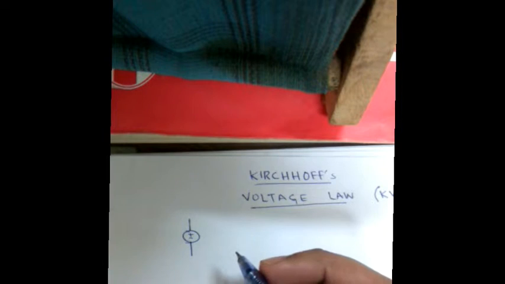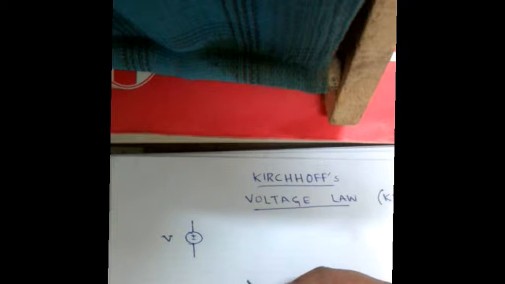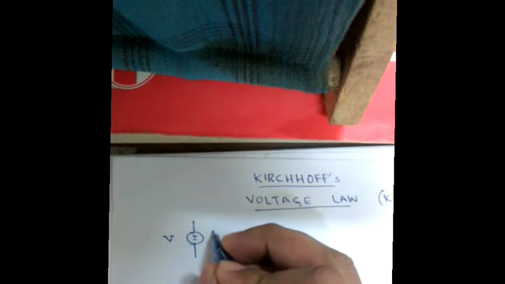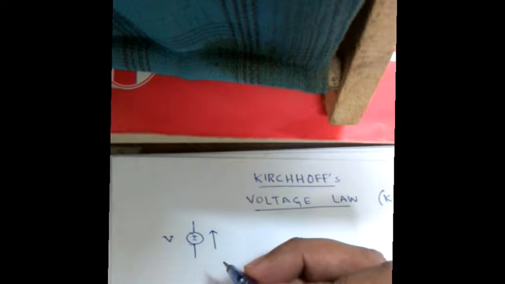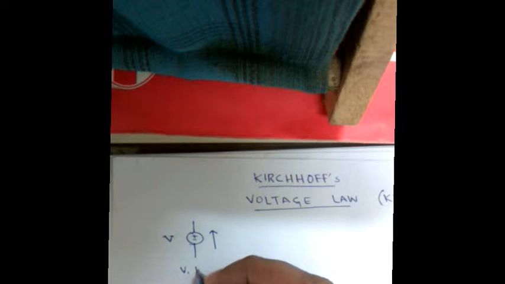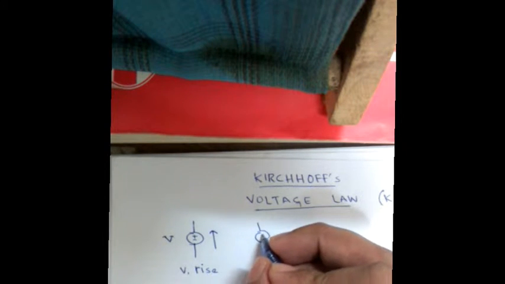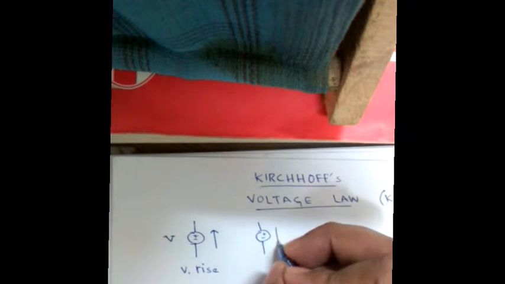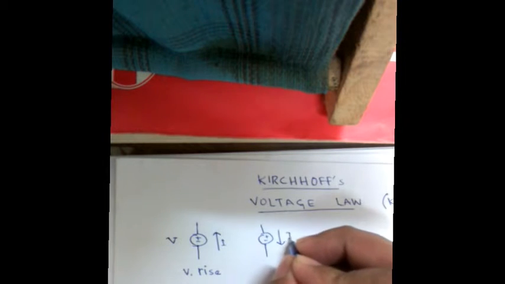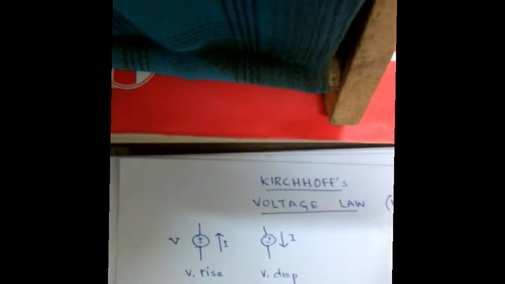For a voltage source, suppose we have a voltage source of value V and our assumed direction of current is such that it enters through the negative terminal of the source and leaves through the positive terminal. We call it voltage rise. And if our assumed direction of current is such that it enters through the positive terminal and leaves through the negative terminal of the voltage source, we call it voltage drop.